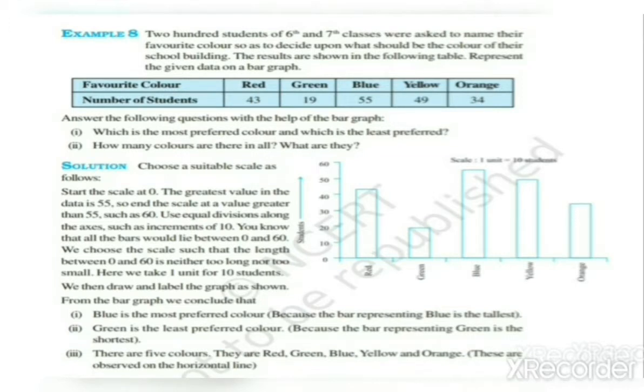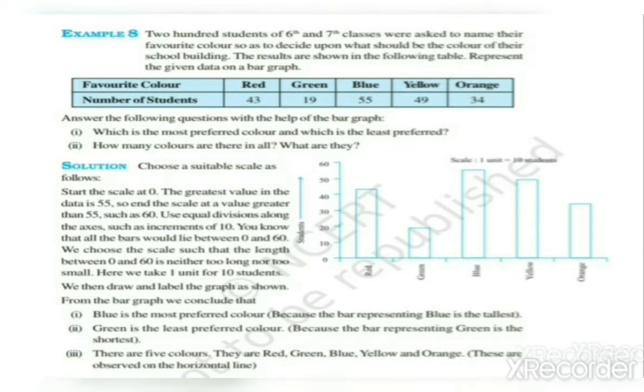Choose a suitable scale for the bar graph. Very important point. Choose a suitable scale as follows. Start the scale at 0. The greatest value in the data is 55. So, end the scale at a value greater than 55, such as 60. Use equal divisions along the axis, such as increments of 10.